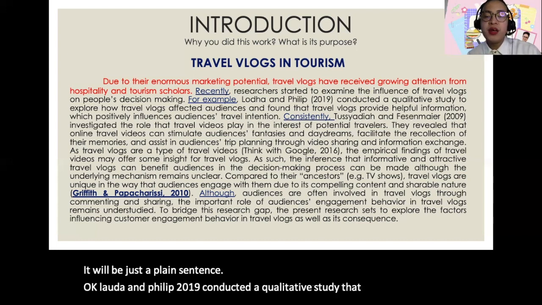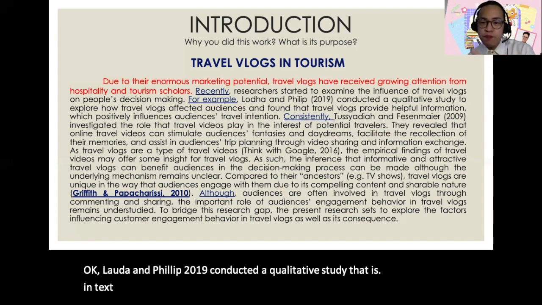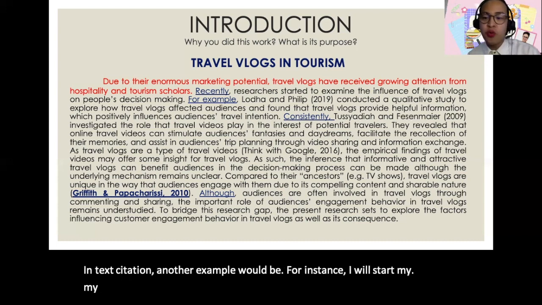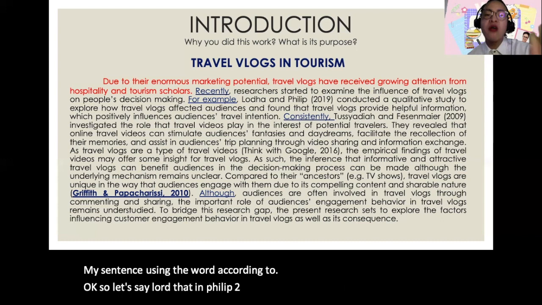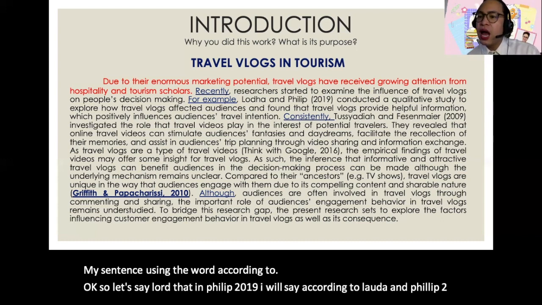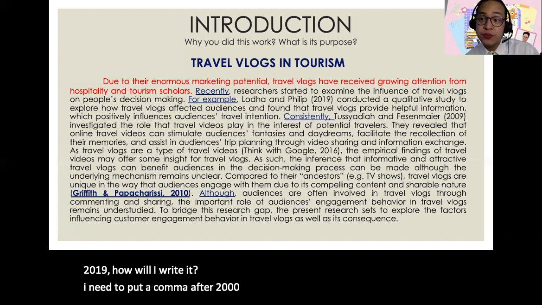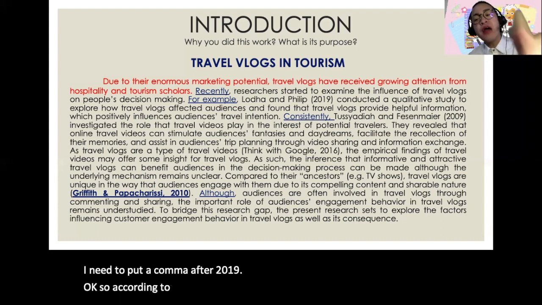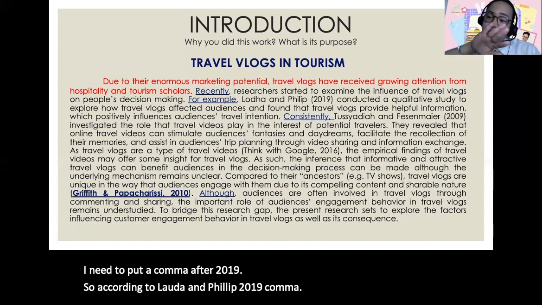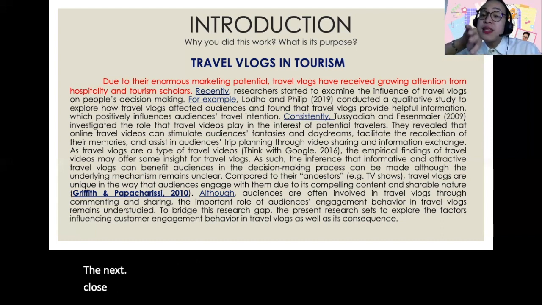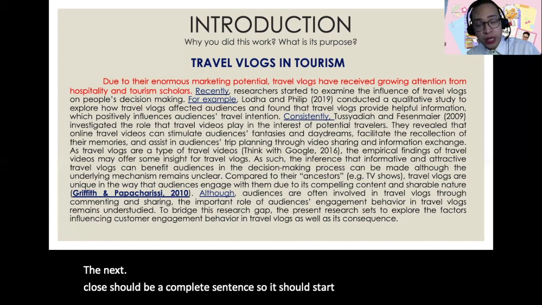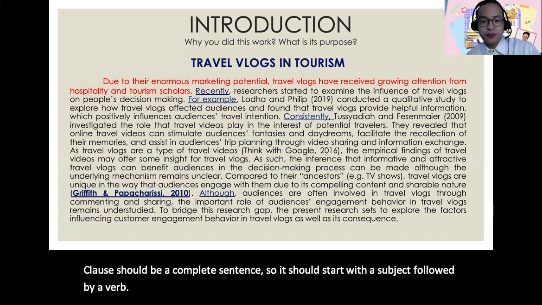That is in-text citation. Another example would be, for instance, I will start my sentence using the words according to. Okay. So let's say Lauda and Philip 2019. I will say according to Lauda and Philip 2019. How will I write it? I need to put a comma after 2019. Okay, so according to Lauda and Philip 2019, comma. The next clause should be a complete sentence. So it should start with a subject followed by a verb. Okay?